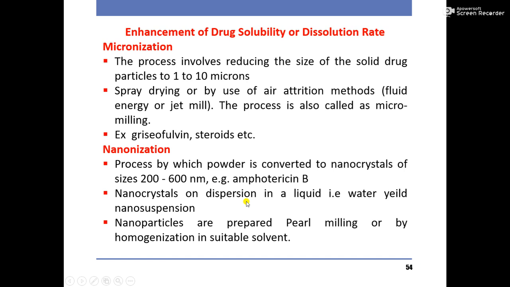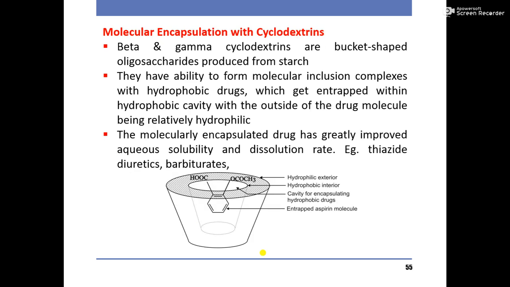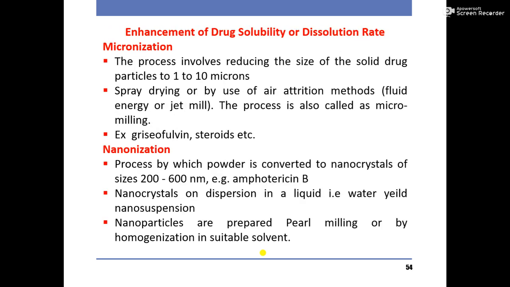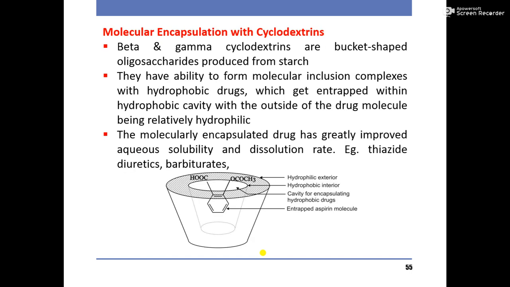For example, amphotericin B, which is also one of the best antifungal agents. As we know, nanocrystals on dispersion in a liquid, for example water, yield a nanosuspension. The nanoparticles are prepared by milling or by homogenization in a suitable solvent. All this data has been taken from the latest research papers. Look at the molecular encapsulation with cyclodextrin.